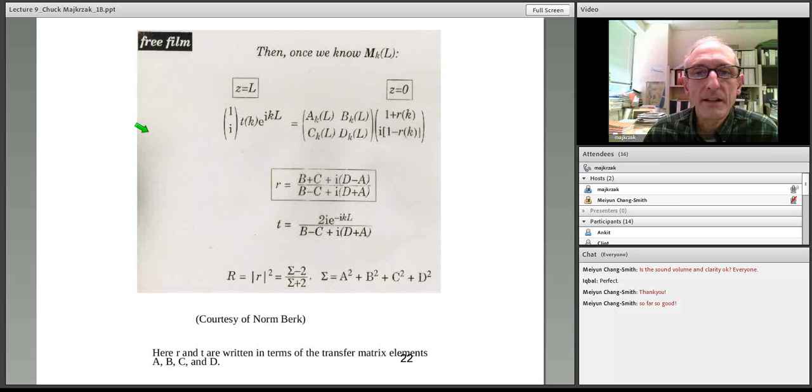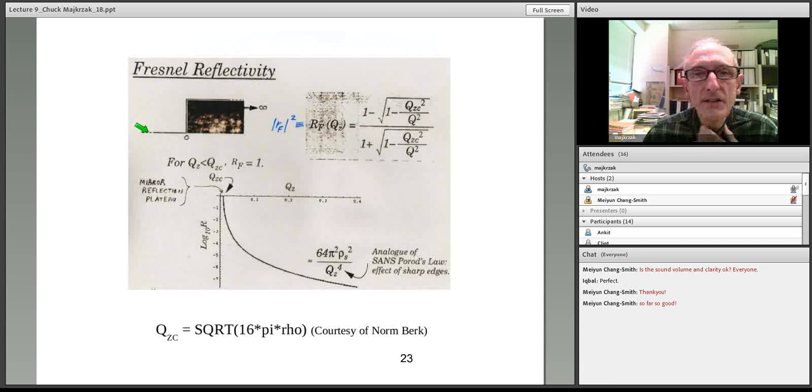Okay, and the result is that the transmission and reflection amplitudes are related to these composite transfer matrix coefficients via these simple formulas, and this lends itself to fitting programs that you can use for relating the measured reflectivity as a function of Q to a model system until you get convergence to the model that best describes the measured data. So here, let's talk a little bit about some simple cases.